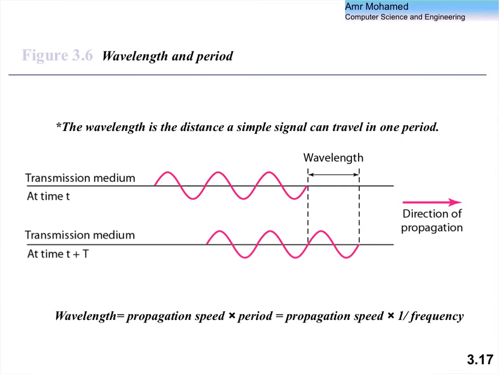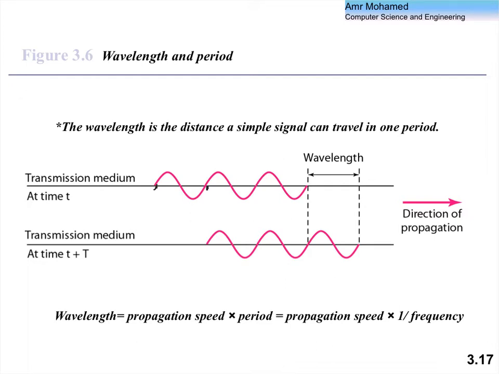Next, the wavelength. The wavelength is defined as the distance that the signal travels in time. In many cases, students get confused between the wavelength and the phase. Wavelength is not a phase. Wavelength is the distance that the signal travels in time for one duration. When the signal travels in time from the point that it has zero value until the end of the duration, then this is what we call a wavelength.